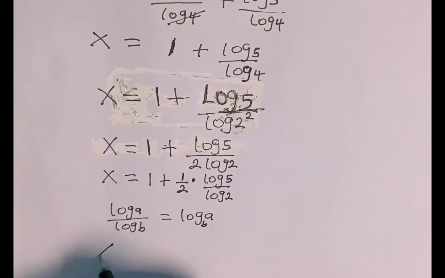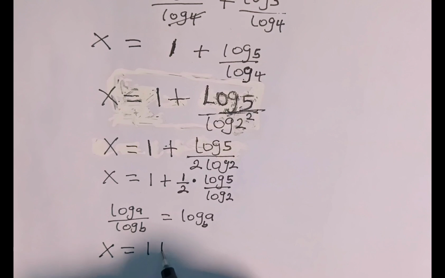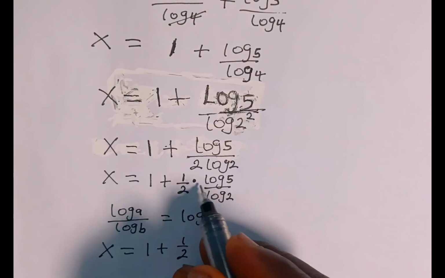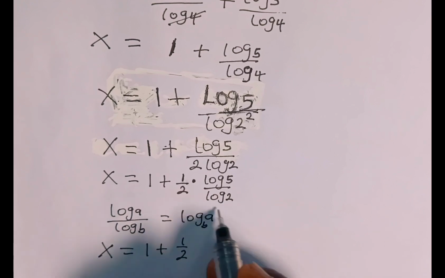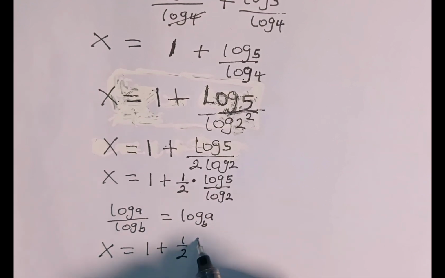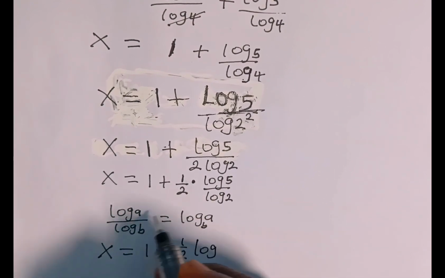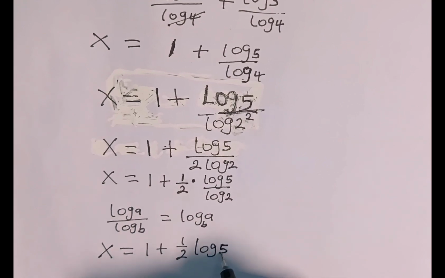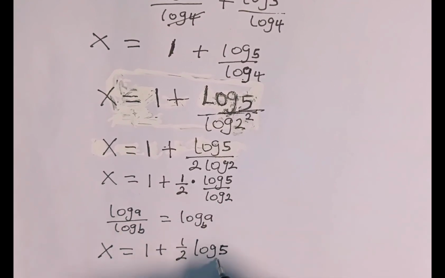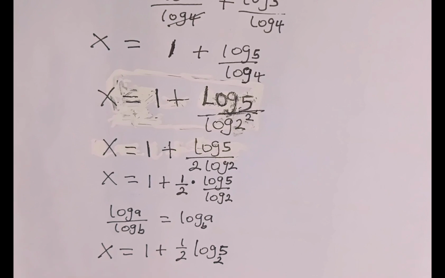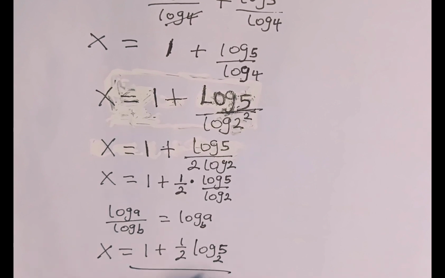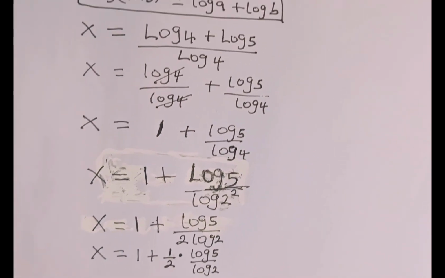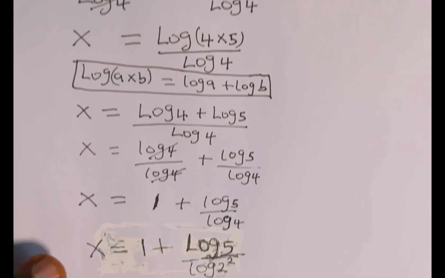So this is going to give us x equal to 1 plus 1 all over 2, then multiplied by log 5 over log 2. Transformed to this form, it is going to be the same as log of 5 to the base of 2, with 5 in place of a and 2 in place of b. So therefore x is equal to 1 plus 1 over 2 log 5 to the base of 2, which is the value of x that satisfies this Olympiad math problem.